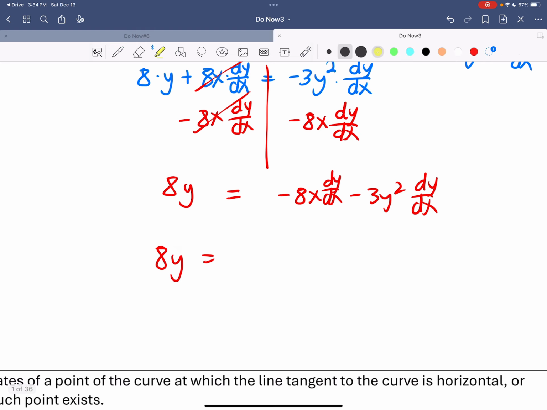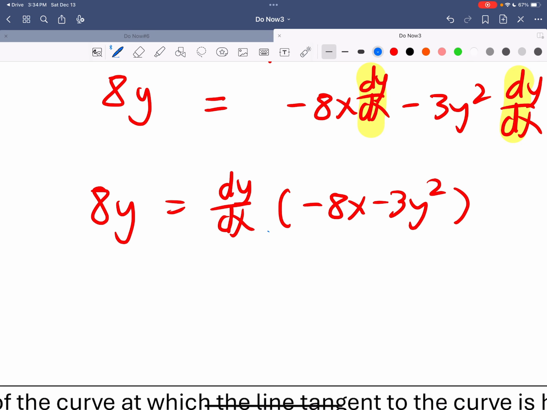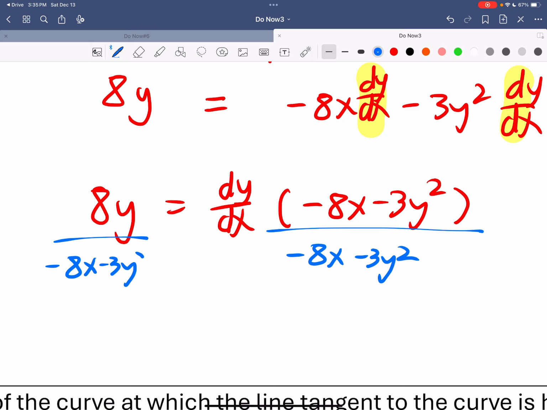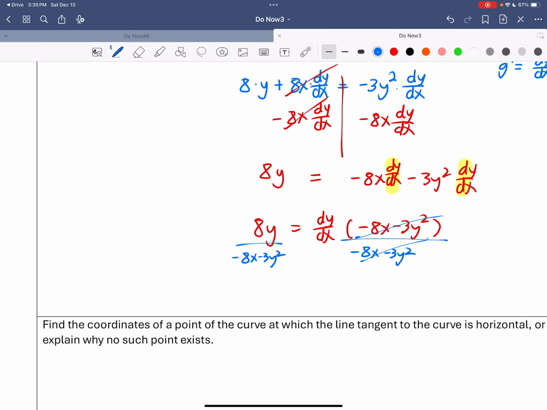As you can see, I have this dy over dx in both terms, so I will simply factor it out. dy over dx, and I will have negative 8x minus 3y squared. And if I want to solve for dy over dx, or if I want to prove something, I will have it like this. So I'm going to write it down here. dy over dx is equal to 8y over negative 8x minus 3y squared.